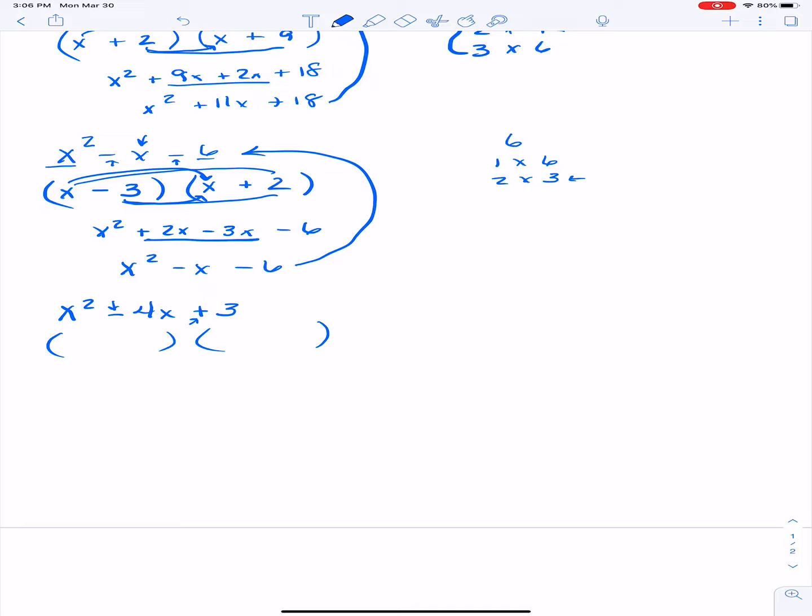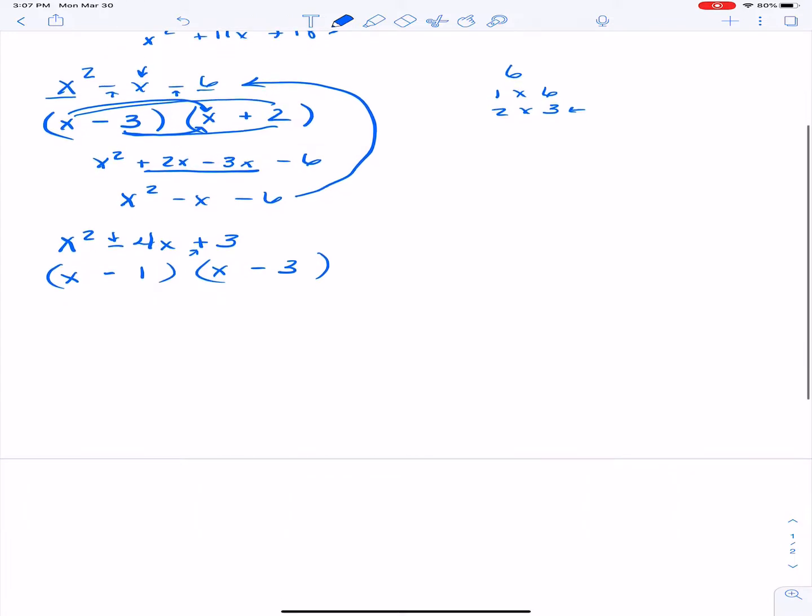In this case, because my center term is negative, I know I have to use the negative-negative version of it. We can make x squared by x times x. And there's only one factoring pair to get 3, so this has to be 1 and 3. So in factored form, this is x minus 1, x minus 3.